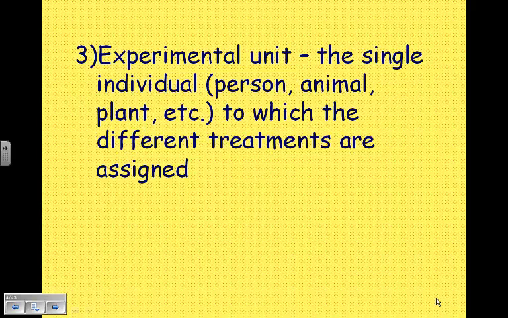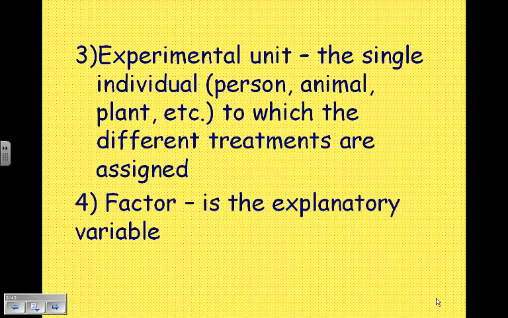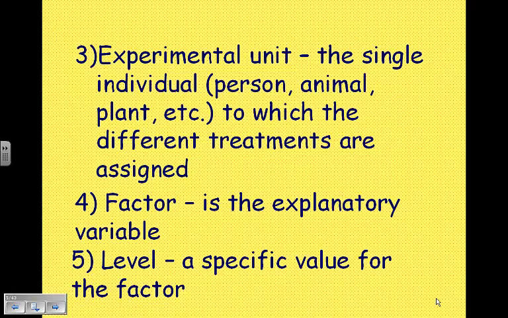That leads us then into another definition called an experimental unit. The experimental unit is the single individual, the person, the animal, the plant, or the rabbit, in this case, to which the different treatments are being assigned. A factor is the explanatory variable, what's explaining the change, and the level is the specific value for the factor. So the factor would be the food, the level would be how much of the food, how often, how many times a day, all those good things.